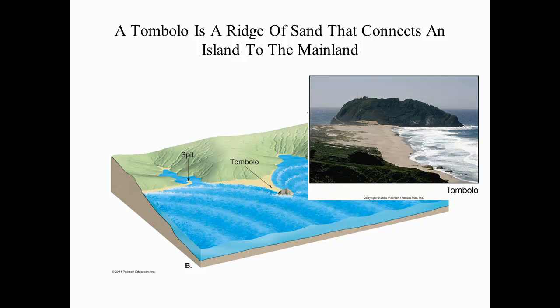A tombolo is a ridge of sand that connects an island to a mainland. Here, for example, we see an offshore stack, a sea stack, which is connected to the main beach by a ridge of sand.